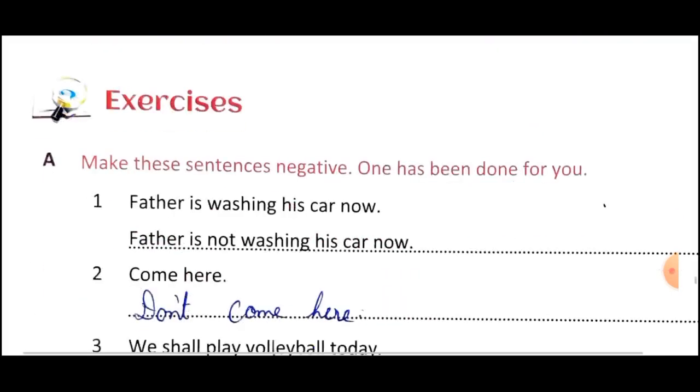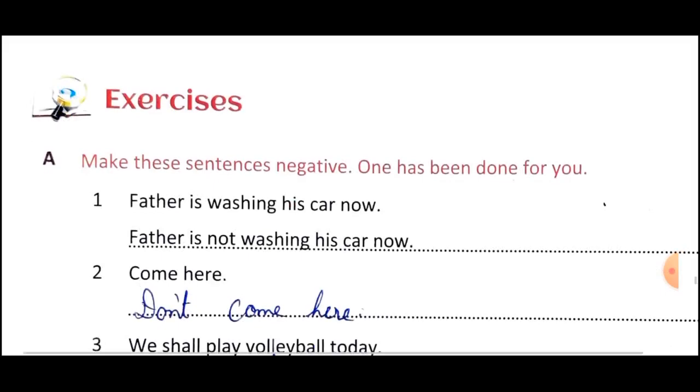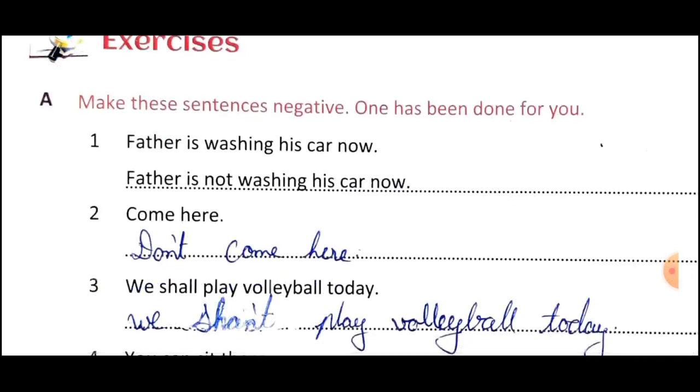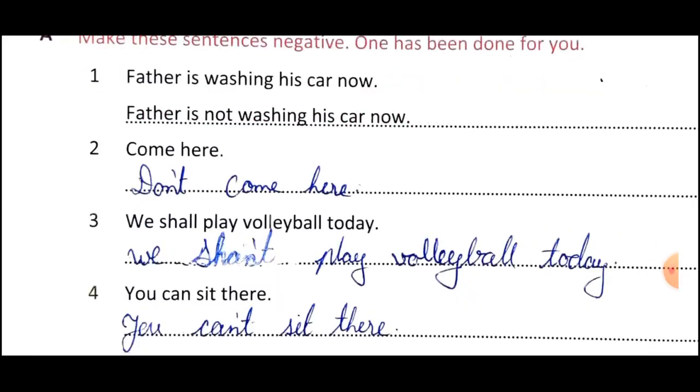Now let's see the exercise of this chapter and evaluate how much we have understood. The first exercise given here is to make these sentences negative. How do you make a sentence negative? If a helping verb is given, you have to add not after it, and if the helping verb is not given, then you have to separate the helping verb from the main verb.